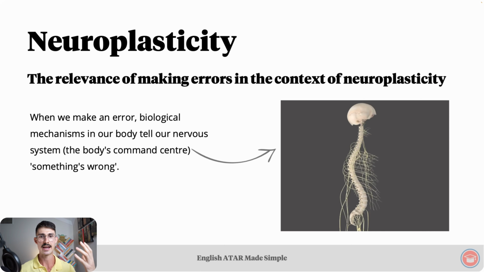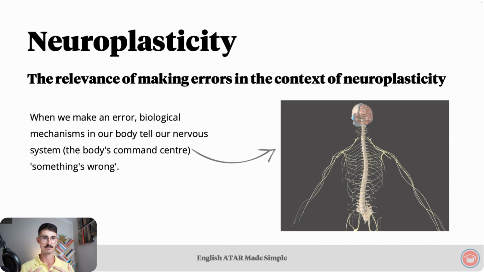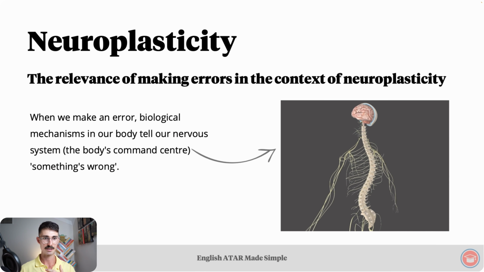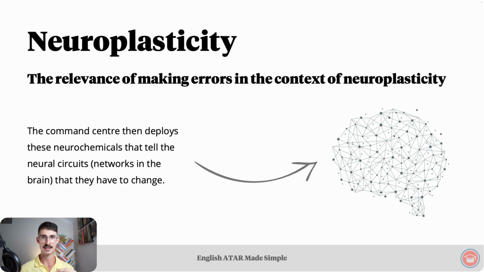How is making errors relevant in the context of neuroplasticity? Well, when we make an error, biological mechanisms in our body tell our nervous system, the thing on the screen, and that's the body's command center, that something's wrong. After that, the command center deploys these neurochemicals that tell the neural circuits in the brain, the networks in the brain that you can see here on the screen, that they have to change. Put differently, your brain adapts and it changes as a result of an error. It learns. However, and unfortunately, it's not as simple as just making an error and calling it a day.